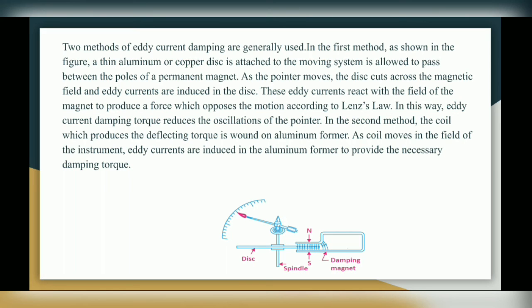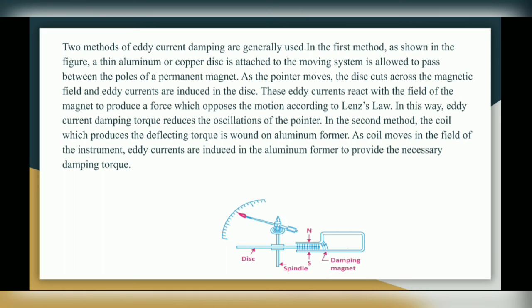As the pointer moves, the disc cuts across the magnetic field, and eddy currents are induced in the disc. These eddy currents react with the field of the magnet to produce a force which opposes the motion according to Lenz's law. According to Lenz's law, when an EMF is produced, it opposes the cause behind its production. In this way, eddy current damping torque reduces the oscillations of the pointer.